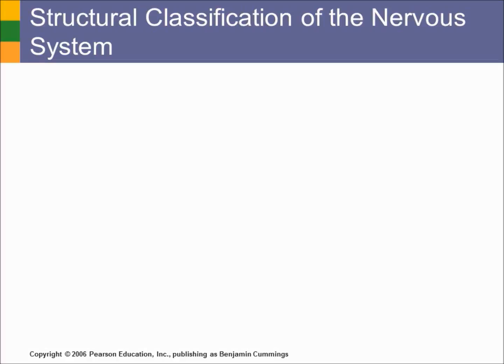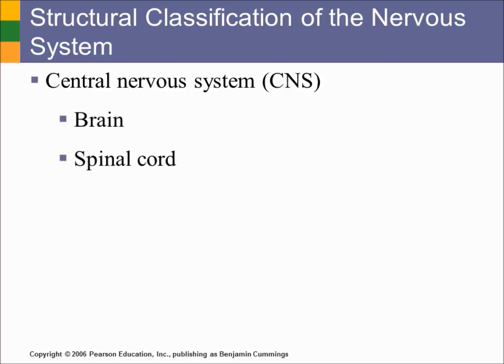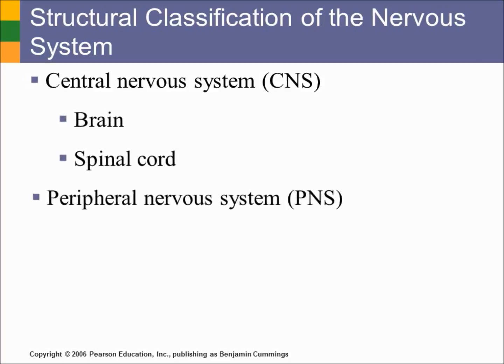the nervous system in order to simplify the study. One here is structural classification, which basically boils down to this. You break the nervous system down into two component parts. The central nervous system, which from here on out I'm going to abbreviate as CNS, which is made up of both the brain and spinal cord. And then you have the peripheral nervous system, basically everything outside of the central nervous system.